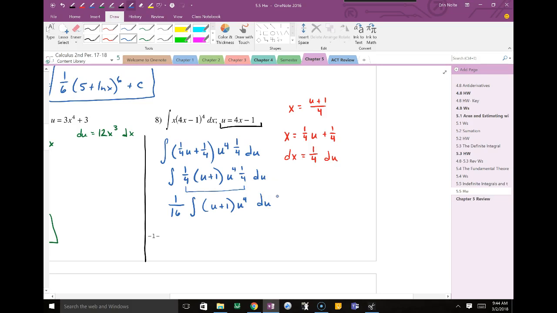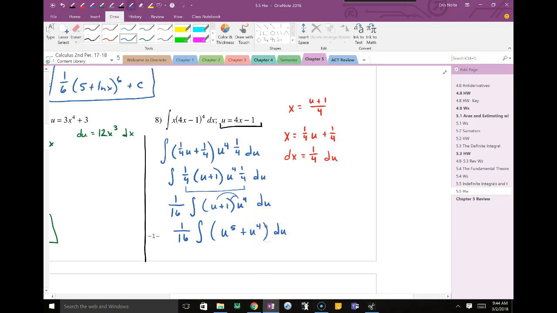Okay, now I want to get rid of my parentheses, so what would you do? Distribute that. Good. Okay, good. So u to the fifth plus u to the fourth. Now this is in its most basic standard form of du. This is going to be super easy to integrate. I can use my basic rule here.